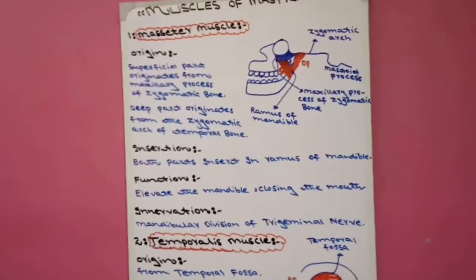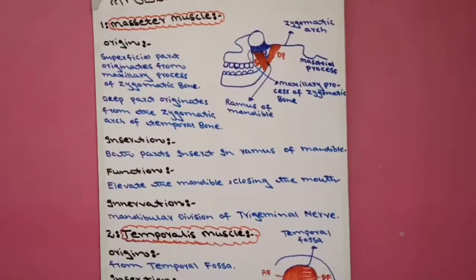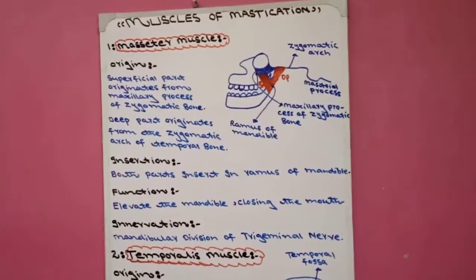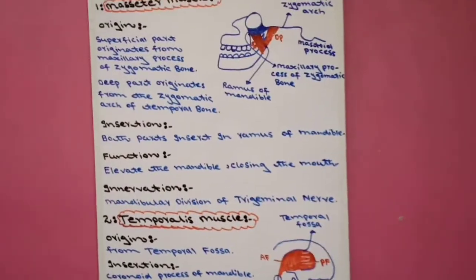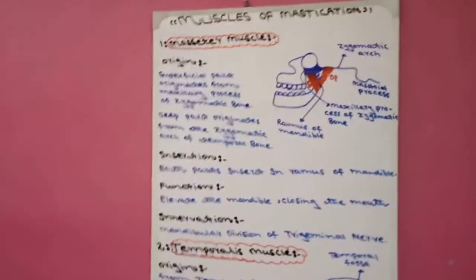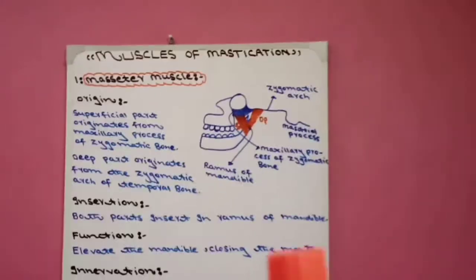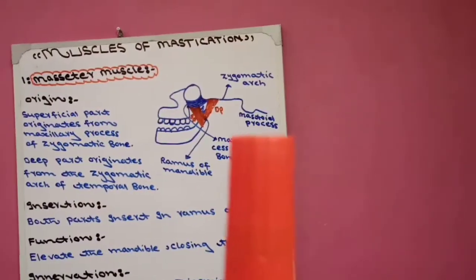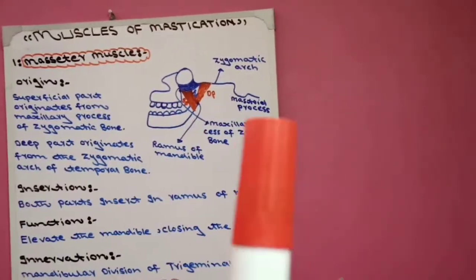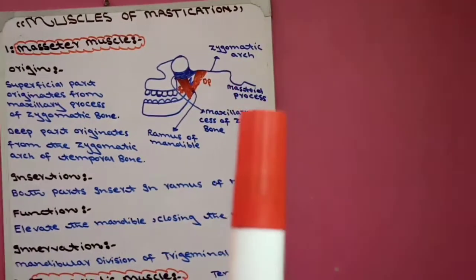Now we will study each muscle. First diagram, then origin, insertion, function, innervation. First we start from the diagram of masseter muscle. Now I draw the diagram of masseter muscle. First we start from posteriorly.